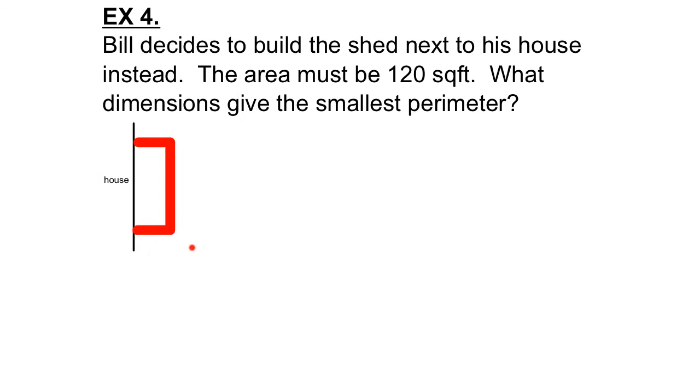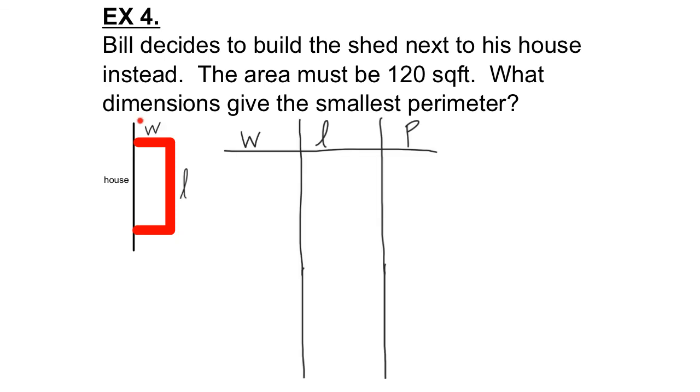So because this may not be a square shed, let's do an investigation like we did before. So I'm going to call this part of the shed the width, this part of the shed the length. We know that width times length gives us the area, so we need to choose possible values of width and length that will give us our desired area of 120 square feet. Once we have a list of possible widths and lengths, then we'll go through and calculate what the perimeter would be so that we can answer our question.